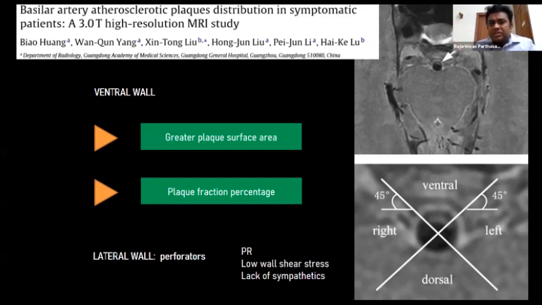The next question is, why do we see a lot of positive remodeling in the posterior circulation? That has been attributed to low wall shear stress, which we'll talk about in the next few slides, and the lack of sympathetics in the posterior circulation as compared to the anterior circulation.